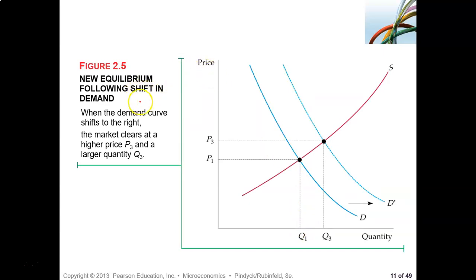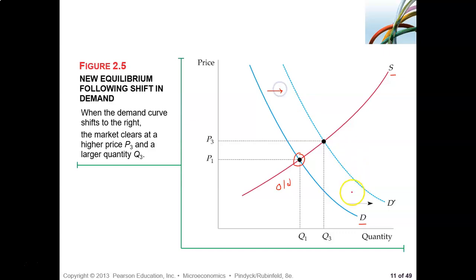What about this one, the new equilibrium following a shift in the demand? Here we say that supply remains fixed, that red one, but demand is the blue one initially. And then what happened? This is the old equilibrium, right? Old, let me write. And then suppose there is a change in one of the non-price determinants, right?